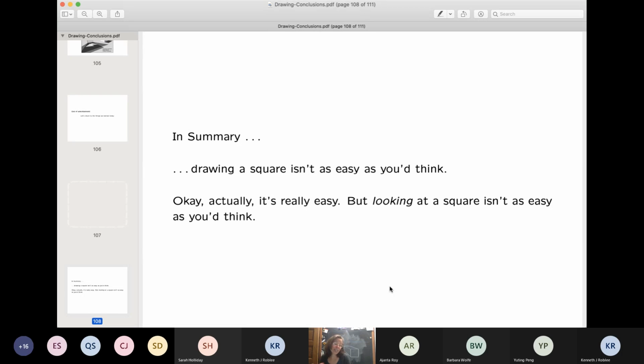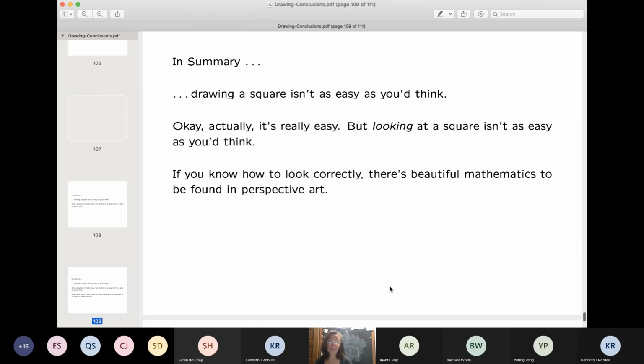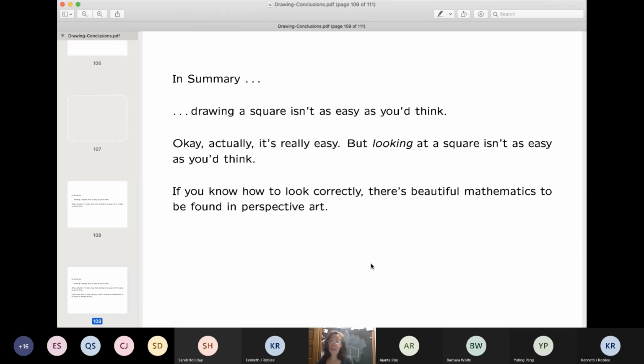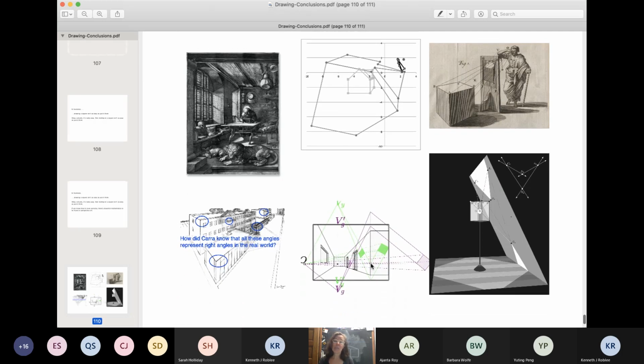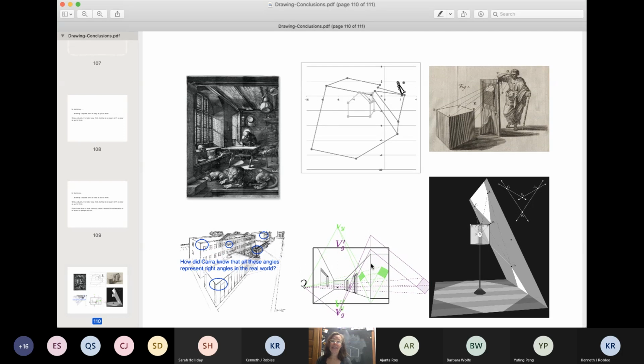Or maybe actually it is really easy because every single quadrangle is a square. But looking at a picture of a square isn't as easy as you think. And yet, if you do know how to look correctly, there's really beautiful mathematics that you can find in perspective art. And here's some of that beautiful mathematics.